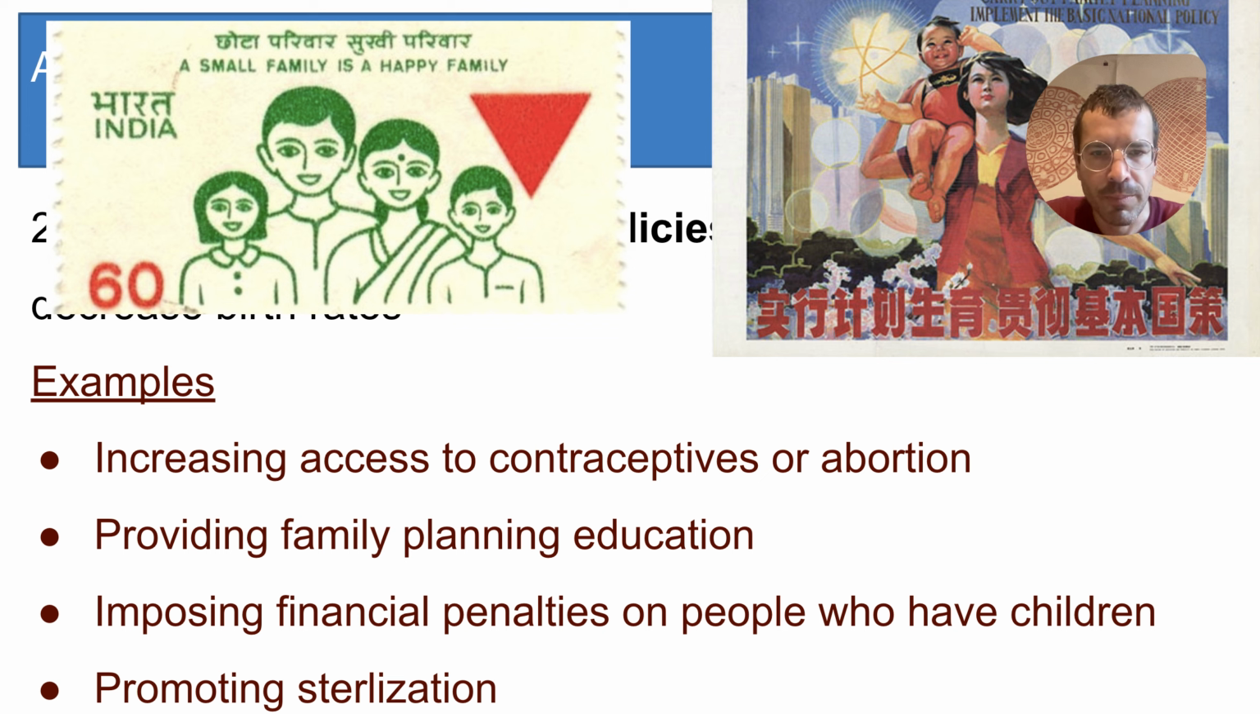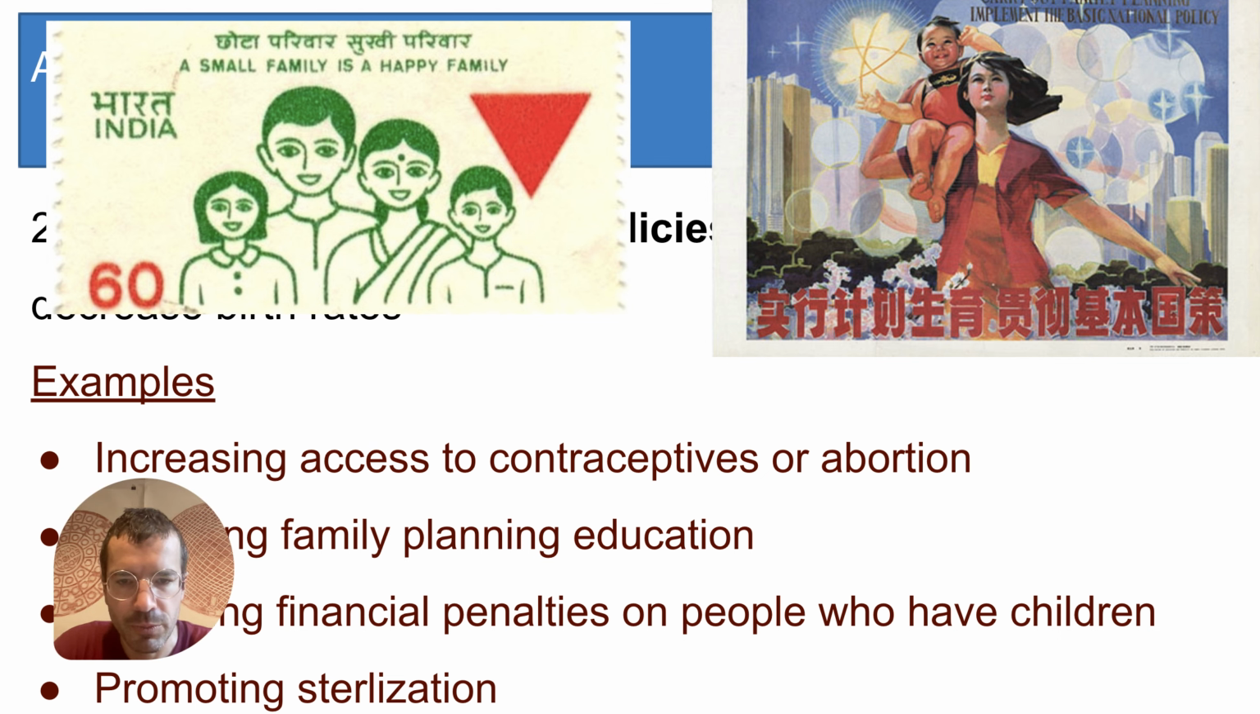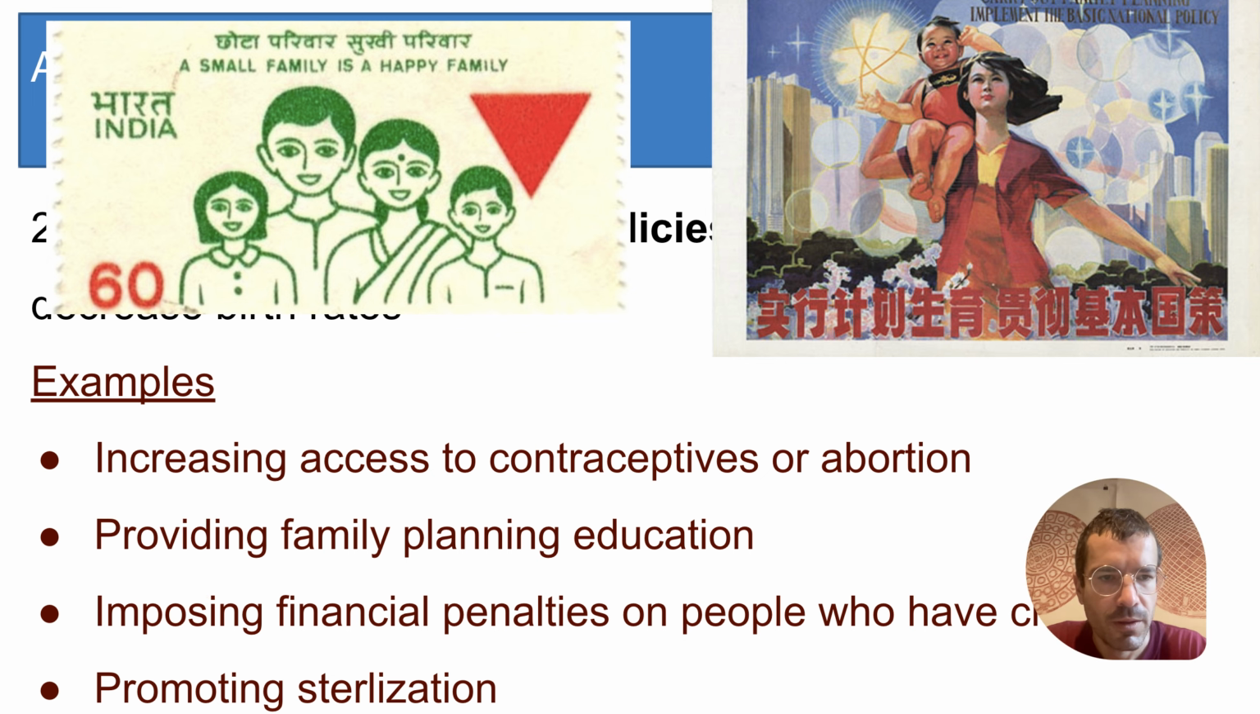Here are some pictures of government propaganda supporting antinatalism. This advertisement is from India in the 1960s, and it represents a form of family planning education, reminding citizens that a small family is a happy family. And this poster on the right, there we go. Let me move this over. Poster on the right is from China in the 1970s, and it's encouraging parents to have just one child.